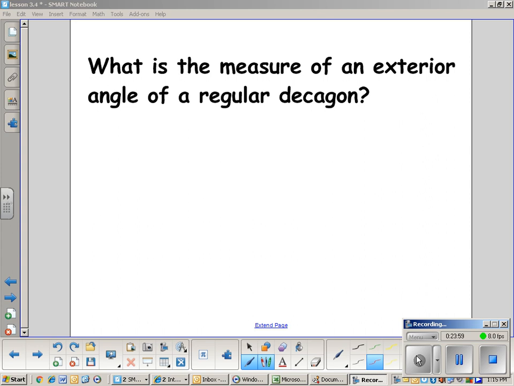Yeah. 360 divided by 10. So Timothy says that there's 360 degrees altogether, and there's 10 sides, which is 10 exterior angles, so he divided by 10, he gets 36 degrees. I would agree with that.